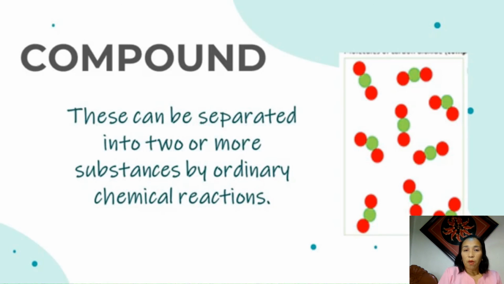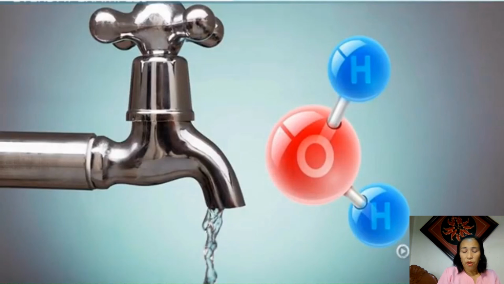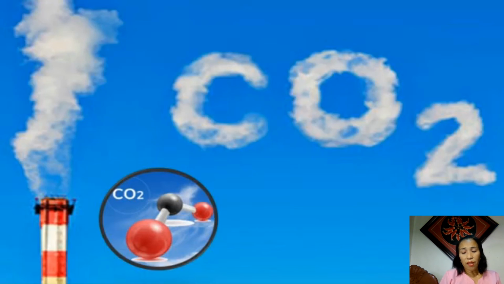We are now in compounds. Compounds can be separated into two or more substances by ordinary chemical reaction. They also differ from mixtures in that compounds are chemically combined. Water is the typical example of a compound. One molecule of water is composed of two hydrogen atoms and one oxygen atom, chemically bonded together. It is identified with its formula H2O.